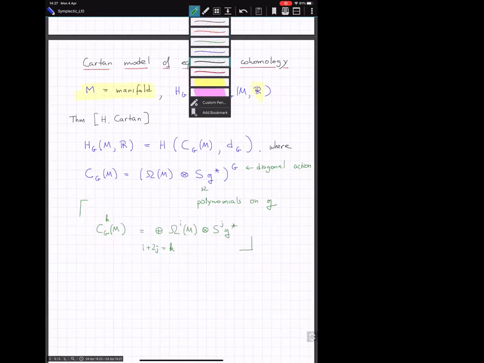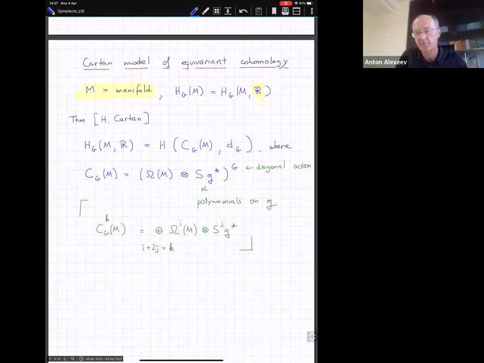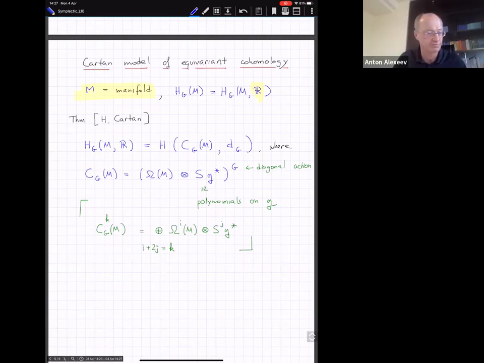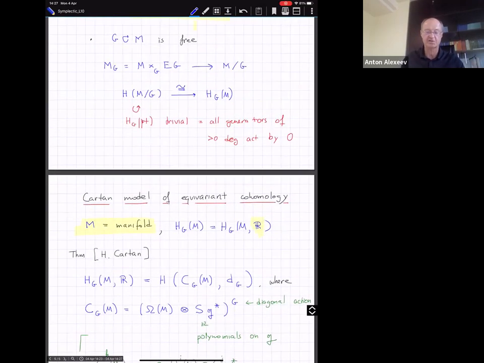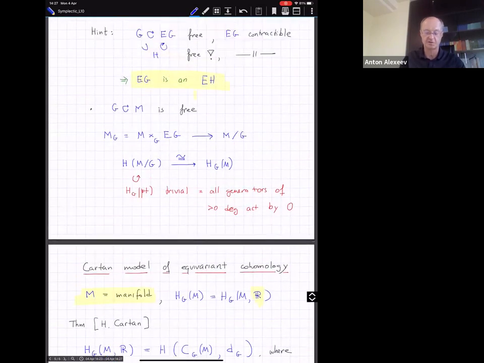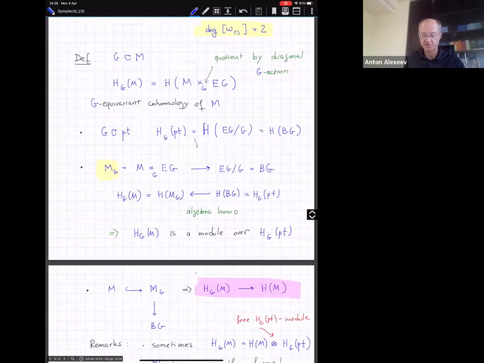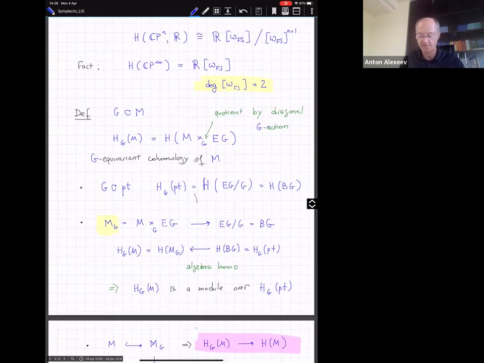Why do elements of g star have degree 2? Well, let's say the first answer, which is not very informative, is that's Cartan's theorem, which tells us that. Now, a slightly less formal but more informative answer is that we see that this H_G of a point plays the major role, right?